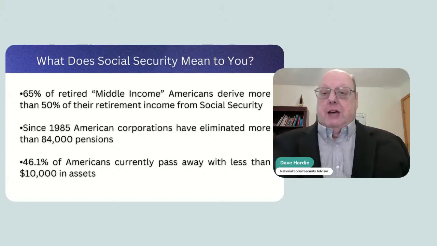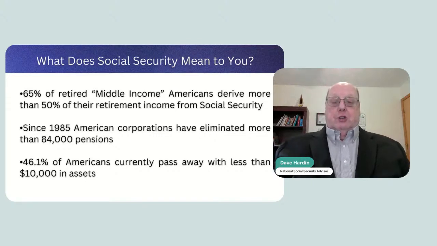When I first started in the industry back in the late 70s, we used to call retirement a three-legged stool. Your Social Security, your savings, your pension. For the vast majority of us these days, unless you're one of the really lucky ones, it's a two-legged stool. And then maybe the most concerning of all is that 46.1% of us, almost half of us, currently pass away with less than enough to fund their own funeral. They're broke. Something happened and they ran out of money, for almost half of us.